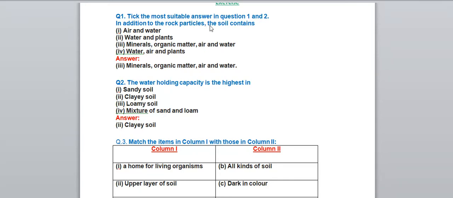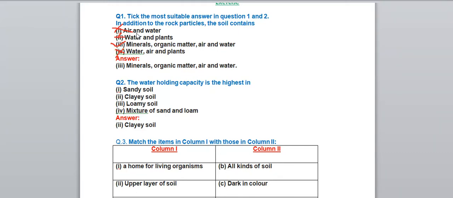In addition to the rock particles, the soil contains, you know that the soils are made up of rocks, right? So it will contain rock particles. Apart from rock, what are the things present in the soil? Let's look at the options given over there. Air and water. This option is wrong. It's not true. Water and plants. This is also wrong. Third option, what we have, minerals, organic matter, air and water. This option is correct because we know that in soil minerals are also present, organic matter is also present, and in the spaces between the soil particles, air and water are also present. And the fourth option, water, air, plant.